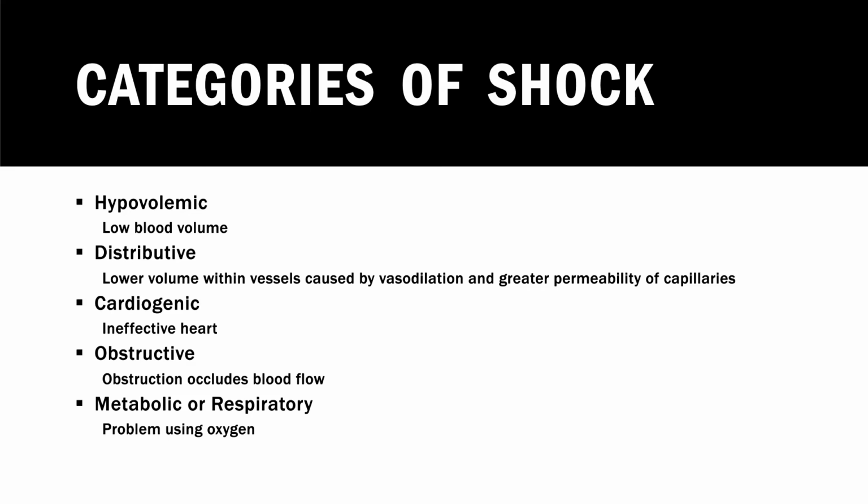Now, in addition to the categories, there are several subcategories or types of shock. I'll just briefly list them here. We have hemorrhagic hypovolemic shock, non-hemorrhagic hypovolemic, burn, anaphylactic, septic, neurogenic, and cardiogenic. And again, all of the previously listed names are just types of shock that fall within these categories, or like cardiogenic are themselves a category.